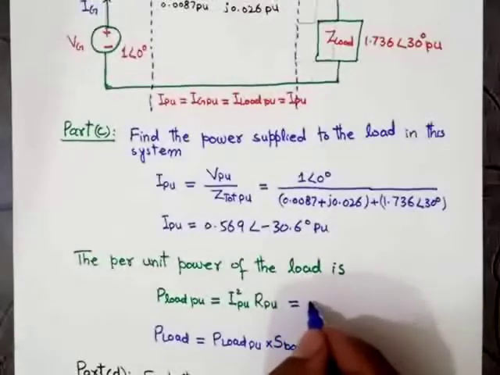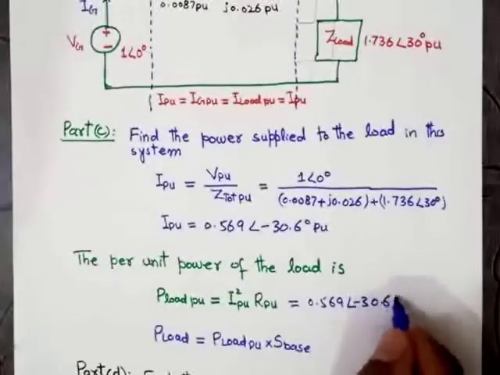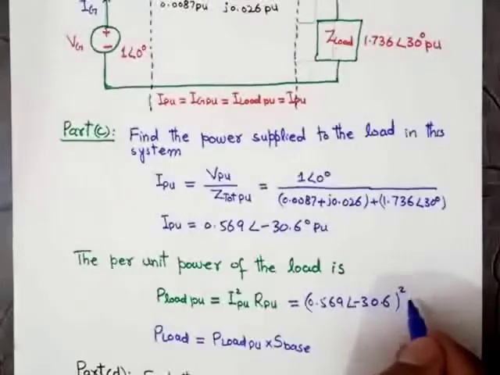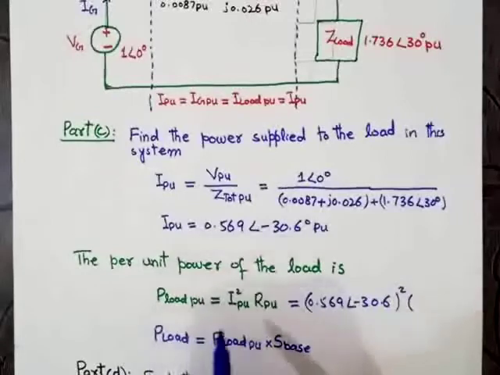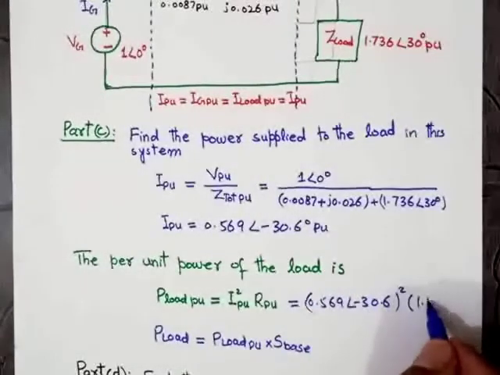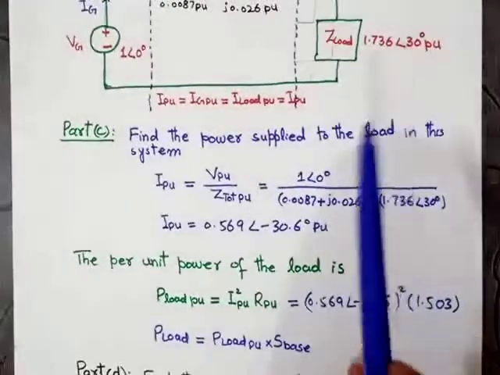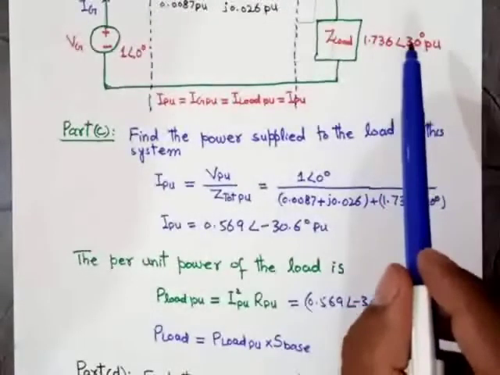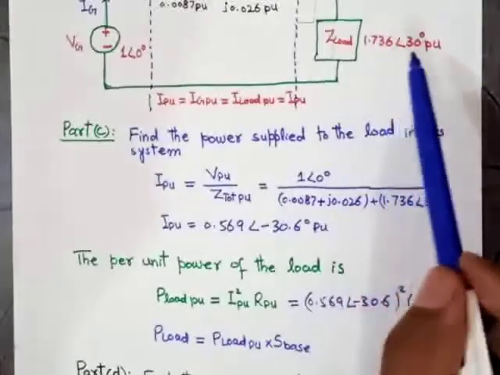So putting the value of I, 0.569 angle of minus 30.6 per unit squared, and because we are finding the power in per unit across the load, we will use the value of the resistance across the load. The value of the resistance is 1.503. This per unit value is in the polar form. We can convert this polar form into the rectangular form.